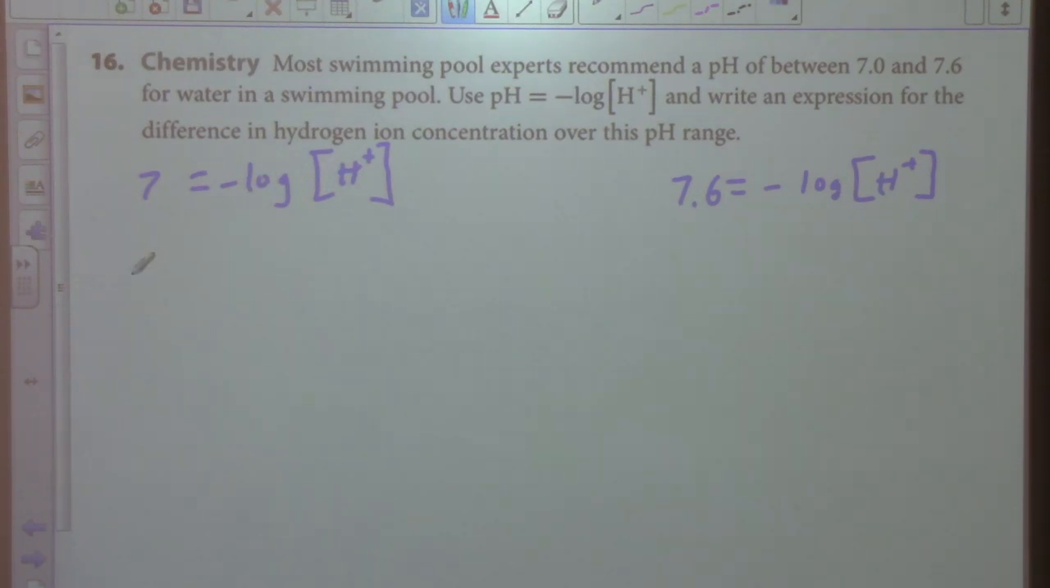So negative 7 equals log of H plus, and negative 7.6 equals log of H plus. What do you do with this to get rid of a log? You power it up: 10 to the power of negative 7. 10 to the power and the log cancel out. So you have your H plus concentration.